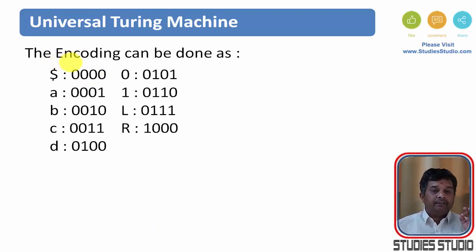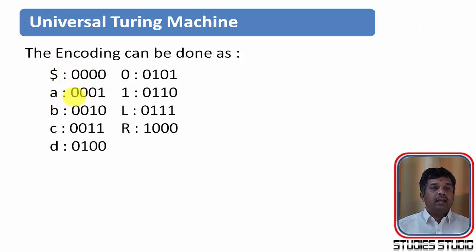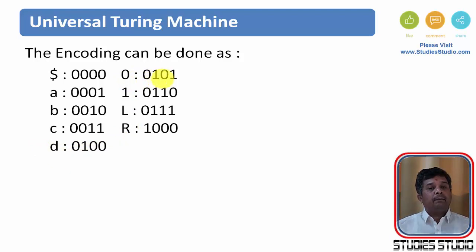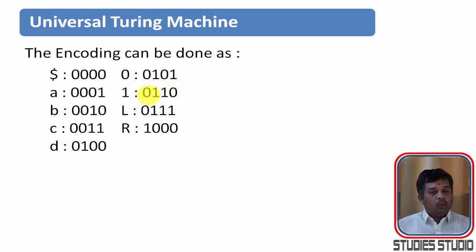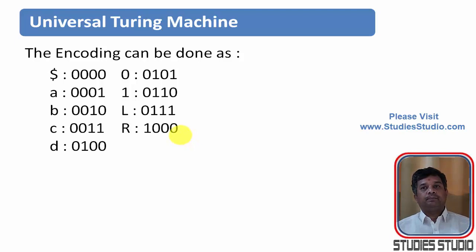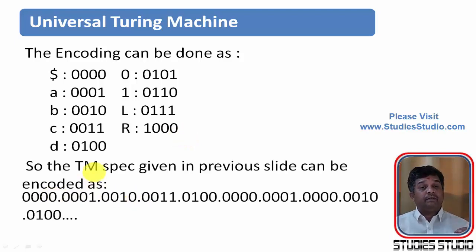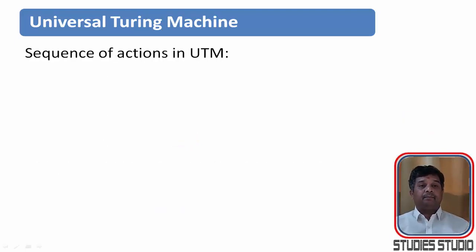Now, let us give some kind of encoding to it. Let us say dollar becomes 4 zeros. A is 001, B is 0010, C is 0011, D is 0100. Then the input symbol 0, I am writing 0101. 1 is 0110. Moving left is 0111 and moving right is 1000. So this is the encoding for the specification that we have given earlier.